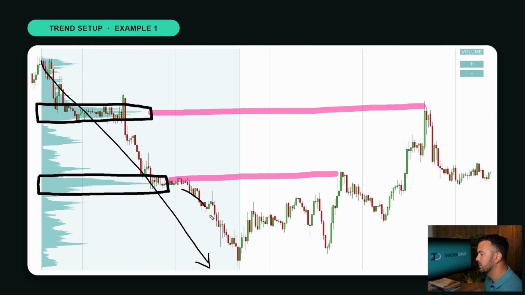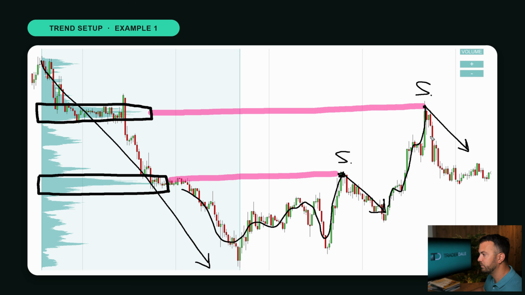So you wait until the price moves away from the volume cluster and then makes it back, hits that level which you marked, and this is the first short. Then the price makes a pullback to the second volume cluster, and there's the second short, right? Short number 1, short number 2.